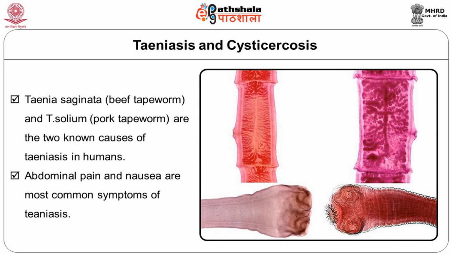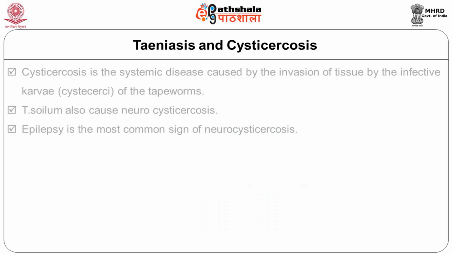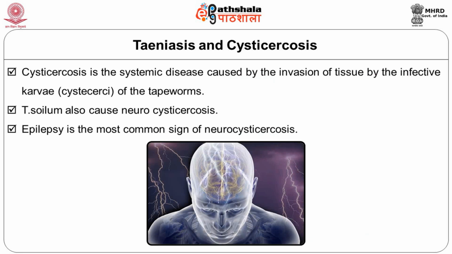It is more common in humans and domestic animals which live together under poor sanitary conditions, and undercooked beef or pork is generally contaminated with these. Abdominal pain and nausea are the most common symptoms of taeniasis, and cysticercosis is a systemic disease caused by the invasion of tissues by the infective cysticerci of Taenia solium. Taenia solium also causes neurocysticercosis. Epilepsy is the most common sign of neurocysticercosis.